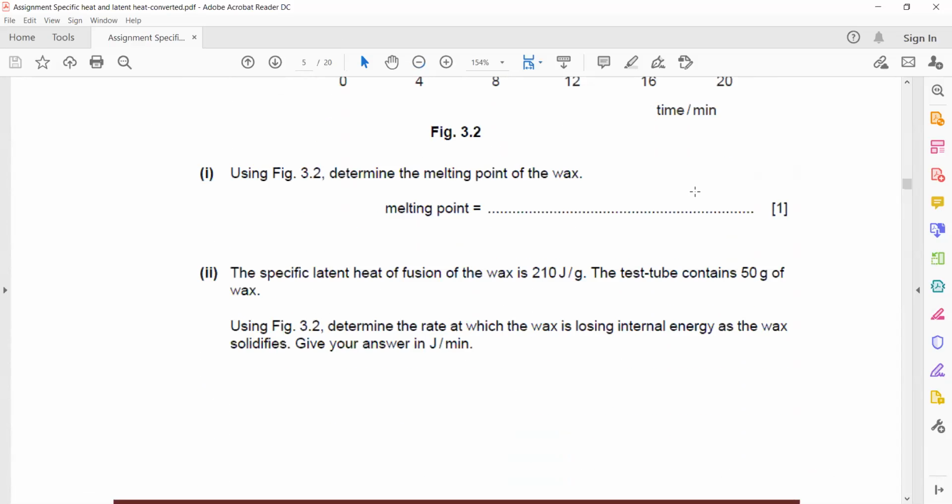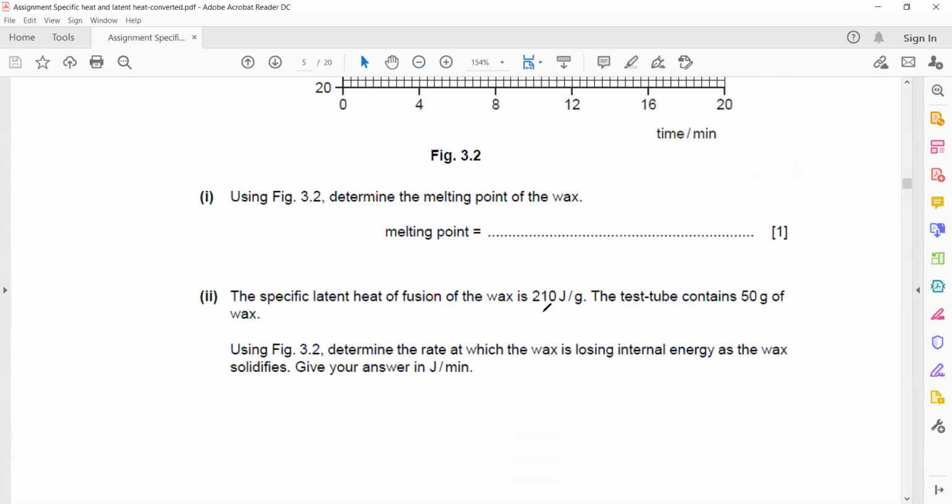Now, the specific latent heat of fusion of the wax is 210 joules per gram. So if it is joules per gram, the mass should be in grams. You don't have to convert into kilograms. The test tube contains 50 grams of wax. Use figure 3.2 to determine the rate at which the wax is losing energy. That means you need the power, and that is in joules per minute.